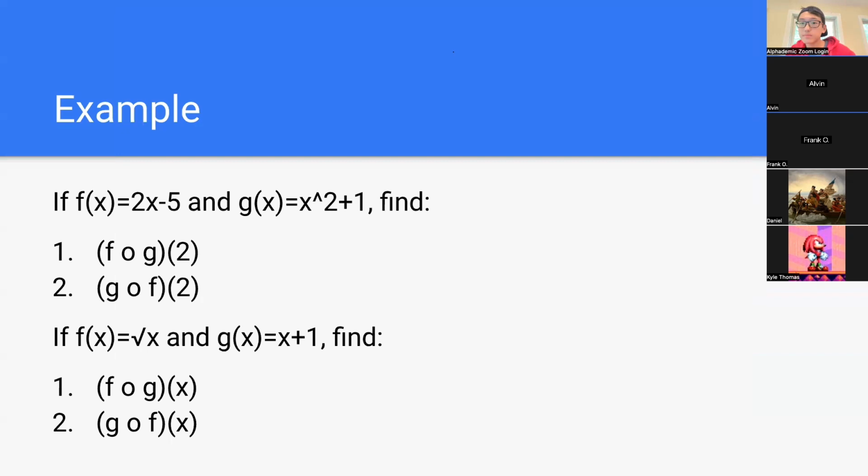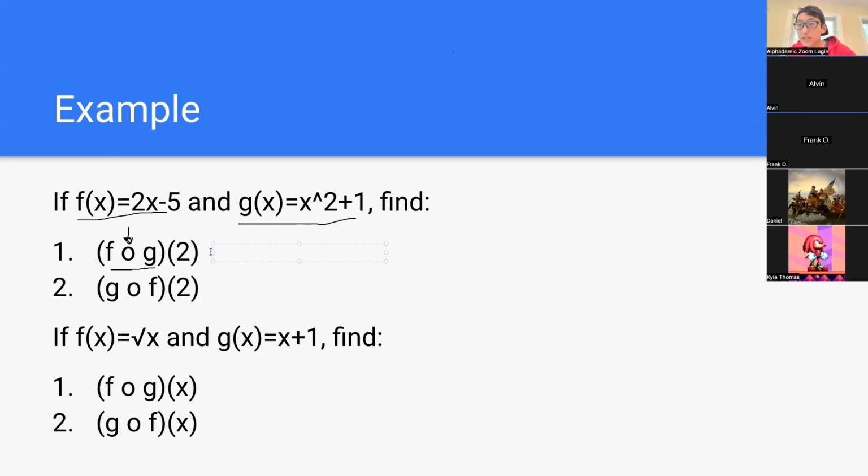I'll do the first example. To express f of g of x, you would use this little circle symbol, and a lot of people just call it f circle g. We're given two functions: if f of x is equal to 2x minus 5, and g of x is equal to x squared plus 1, find f of g of 2.